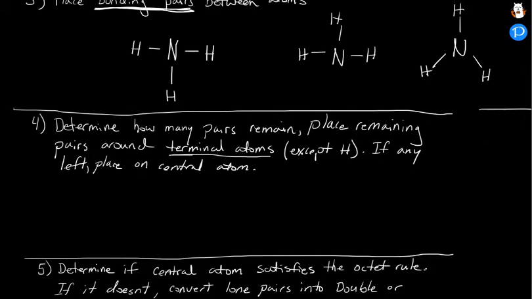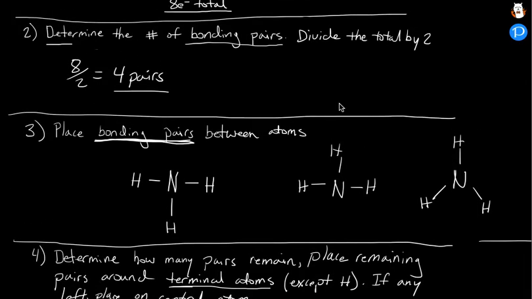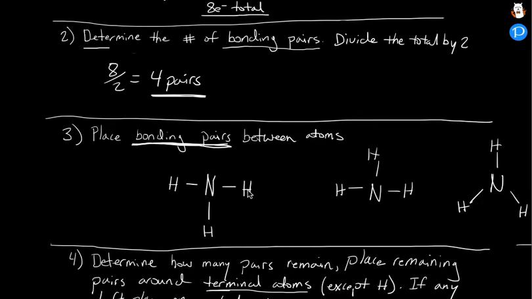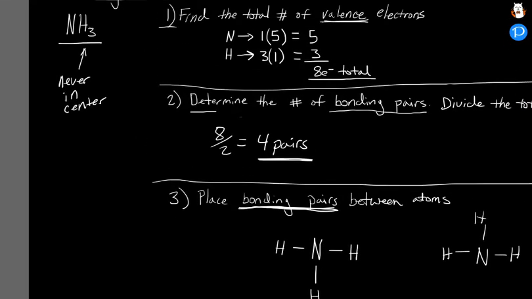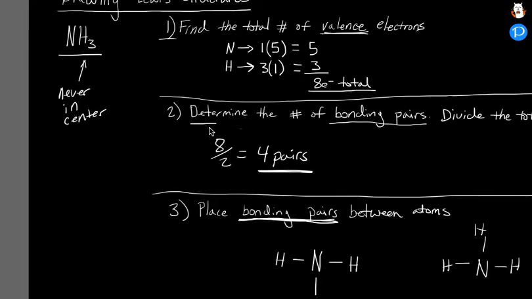Here's what that means. We said that we have 4 pairs of atoms to work with. How many do we use? 1, 2, 3. So that means I have 1 more pair that I need to put somewhere in here. But I don't have any more hydrogens to bond. I only had 3, right? It's NH3. I only had 3 hydrogens to work with, so it's not like I can put another hydrogen in there because I don't have another hydrogen to work with.